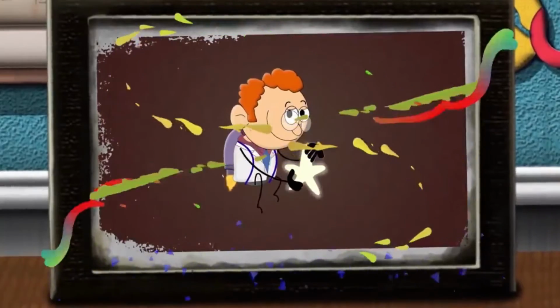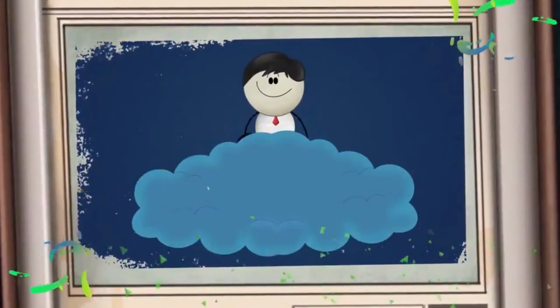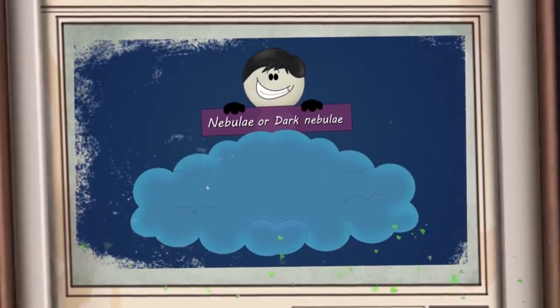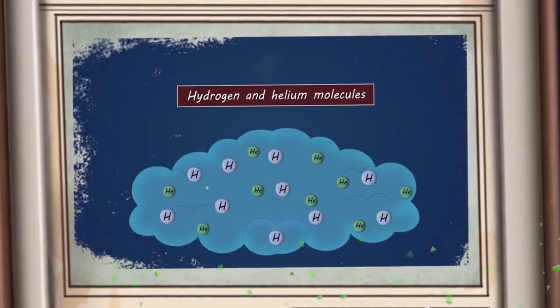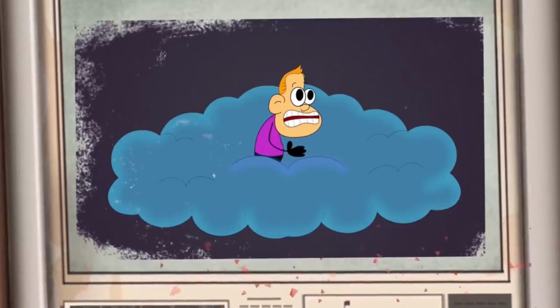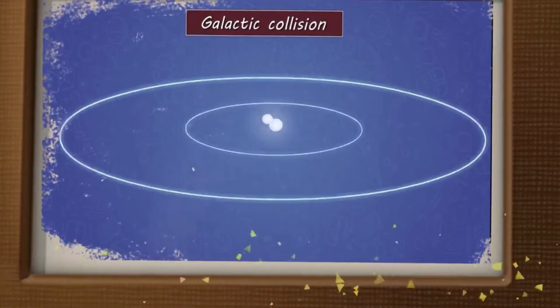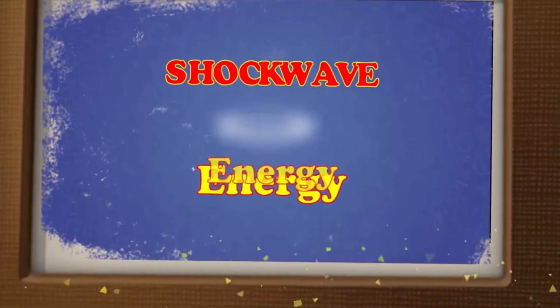A star begins its life inside vast molecular clouds of dust and gas. These molecular clouds are also known as nebulae or dark nebulae. They mostly contain hydrogen and helium molecules along with some other particles. Normally, these molecular clouds are cold and stable. However, a nearby supernova explosion or galactic collision may send a shockwave or tremendous amount of energy through a molecular cloud.